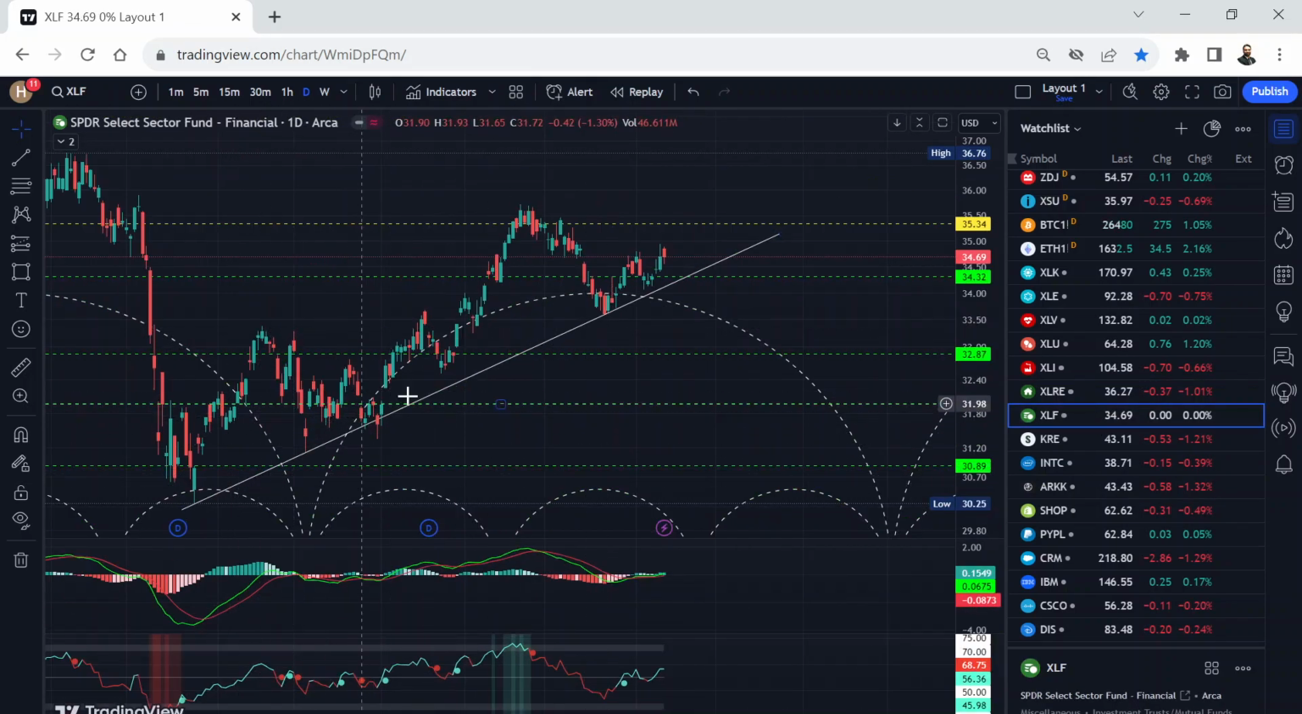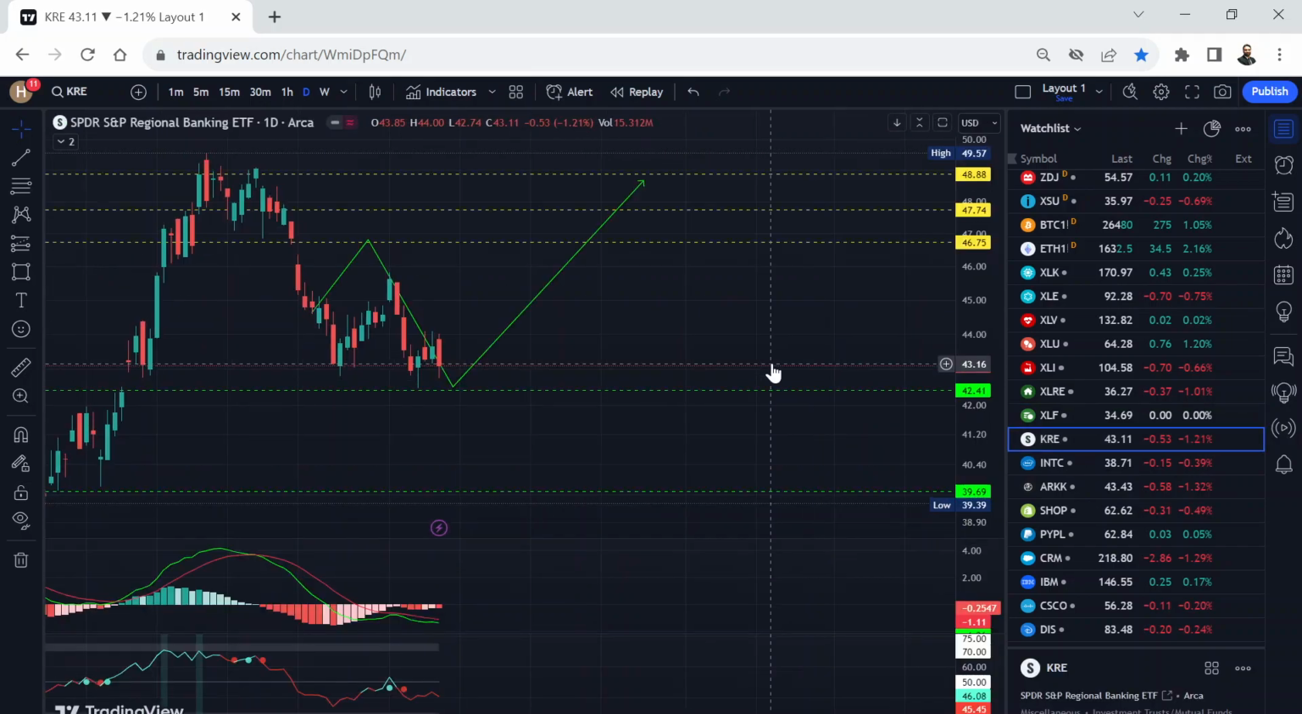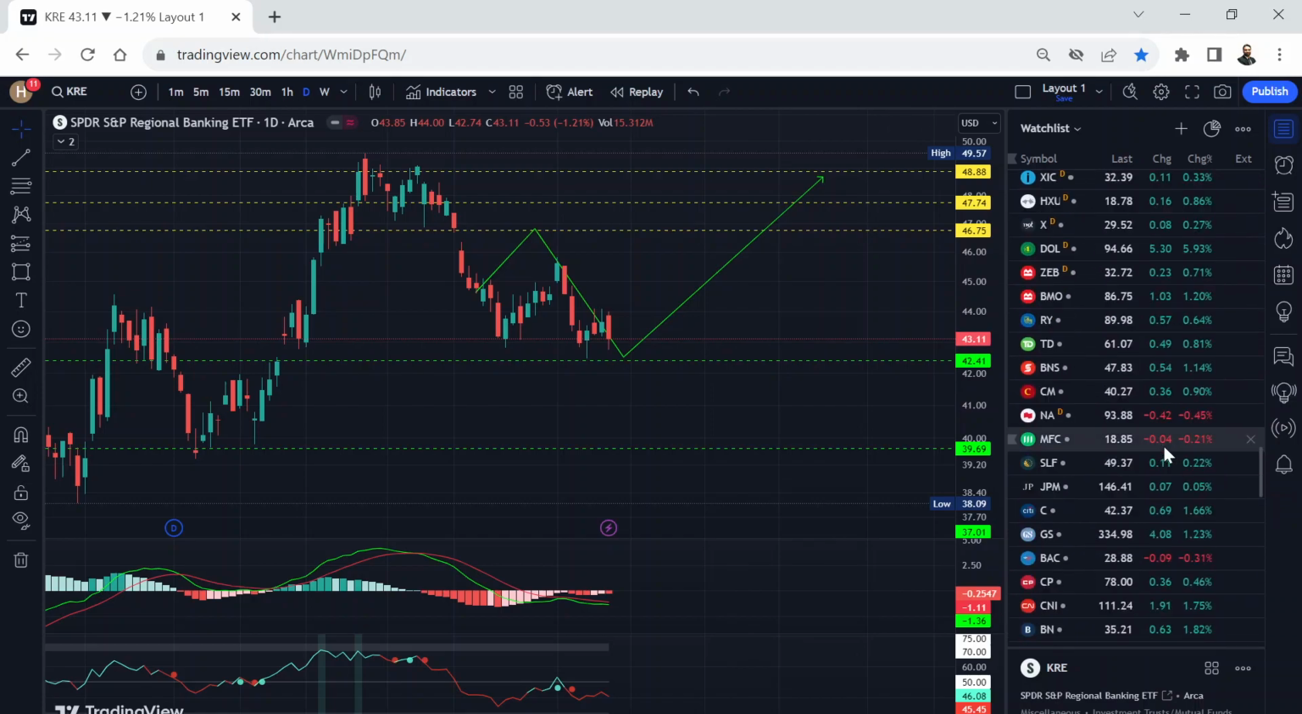Financials holding this trend line. Look to buy the dip. There's a gap here around 34.32. If it comes and fills this gap, look to buy it there. And KRE, the regional bank ETF, also has a gap here still not filled. So if it falls around 42.41, look to buy KRE as well.